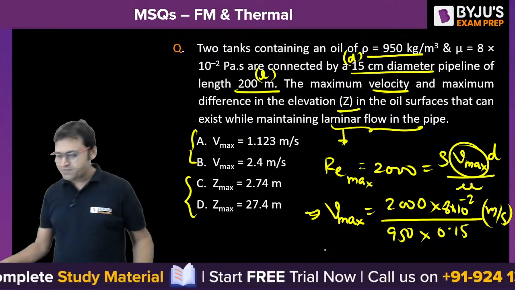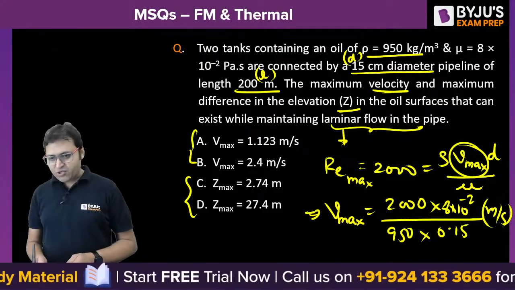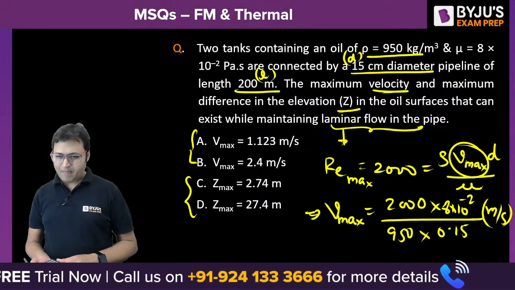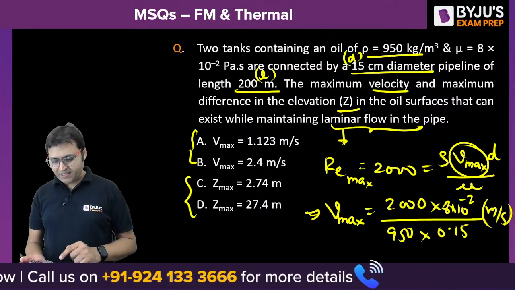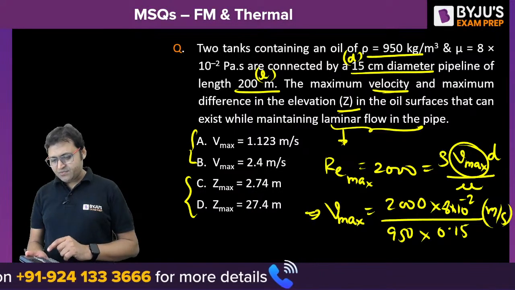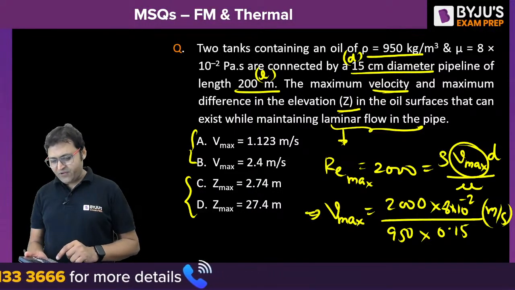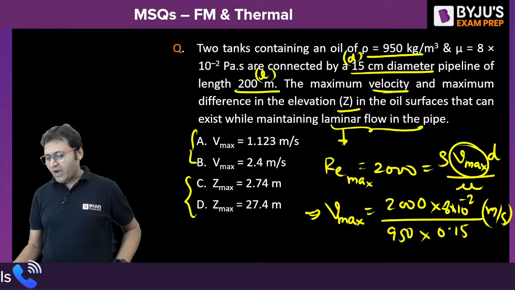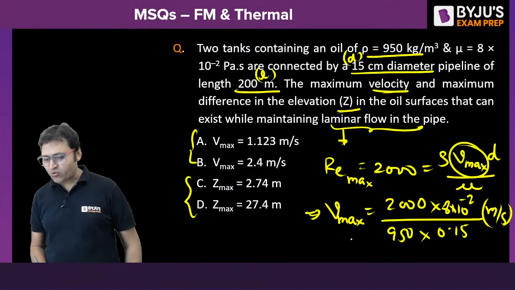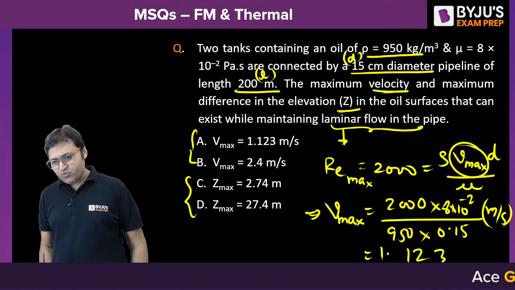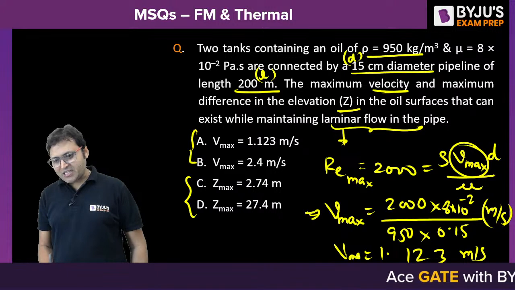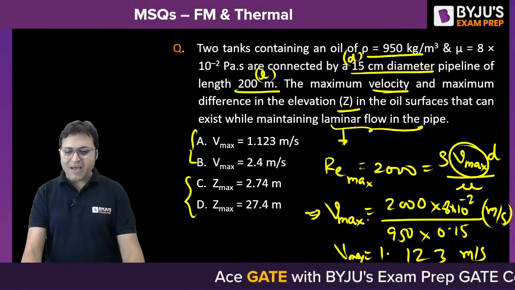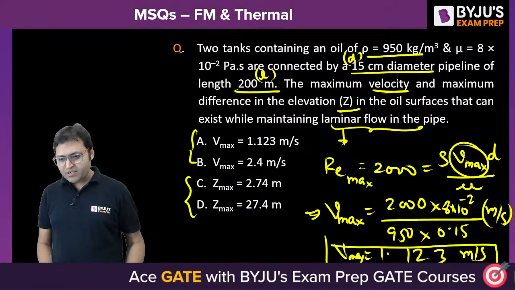Can you find out which of them is correct? 2000 into 8 into 10 to the power minus 2 is 160, divided by 950, then divided by 0.15, 1.1228 or 1.123 meter per second. That is the maximum velocity. It is the maximum average velocity actually, 1.123.